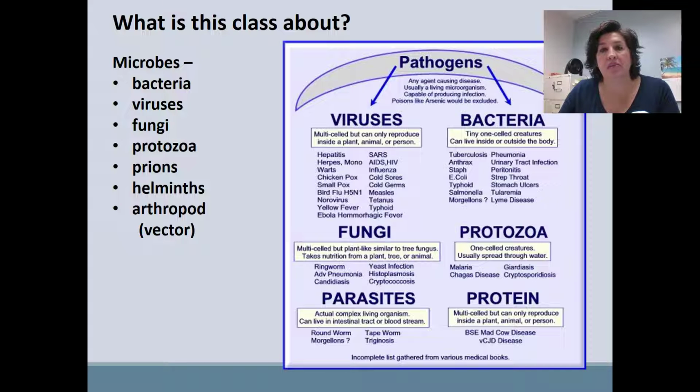Bacteria, hopefully you will remember, are prokaryotes. The rest of the guys down here, fungi, these parasites, protozoa, the helminths, those are all eukaryotes. And then there's this crazy infectious protein called a prion that we'll talk a little bit about next week that can cause disease.